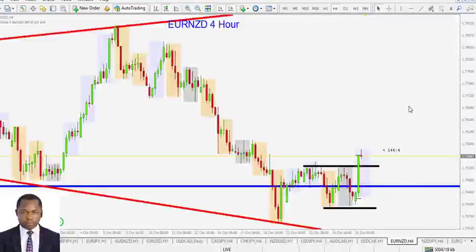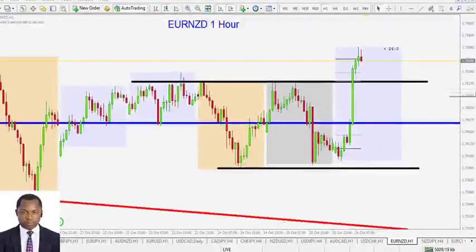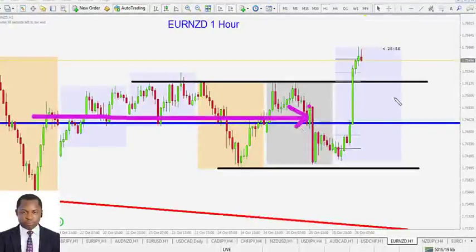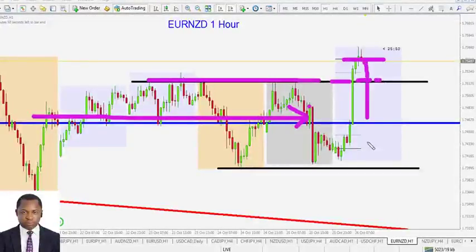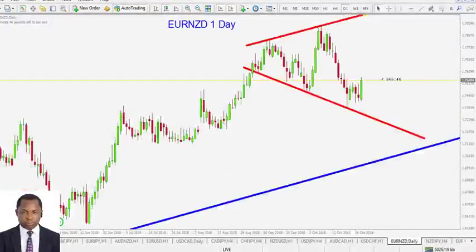Euro against the New Zealand dollar in the 1 hour time frame. Look at this. Also, a big mess here for us. Sideways behavior. It has only broken out today, and of course the average true range has been made. In the daily time frame, we established that price was in an expanding triangle, but there was just no entry for us.